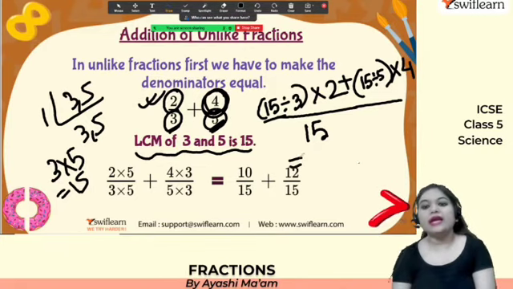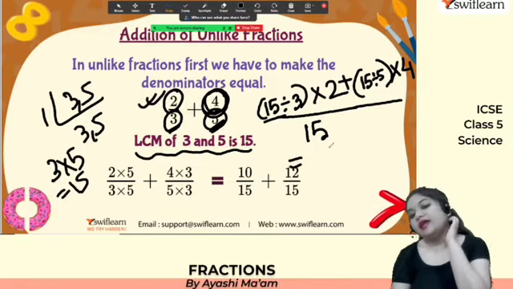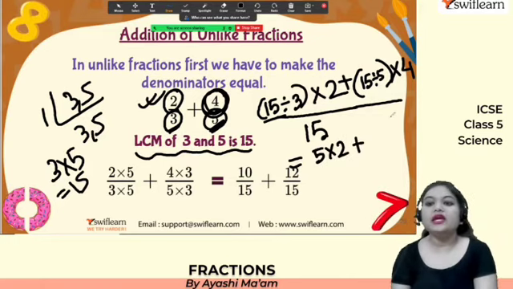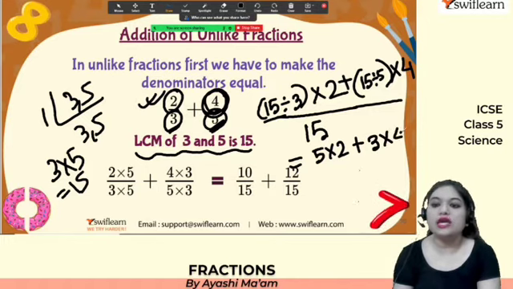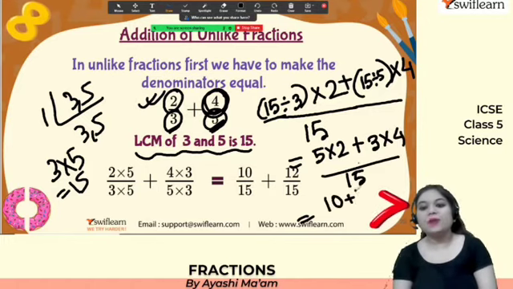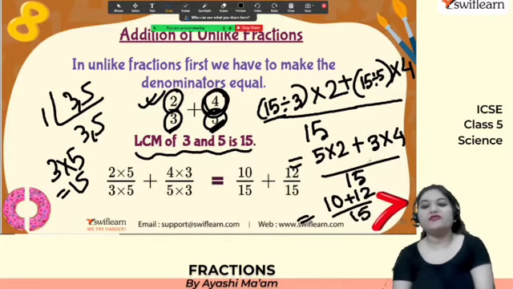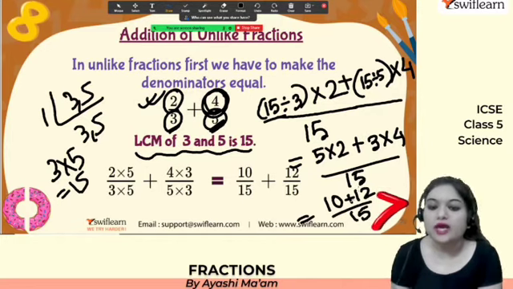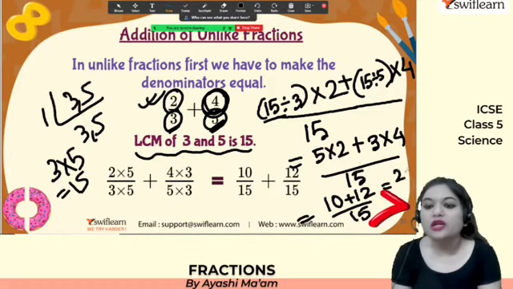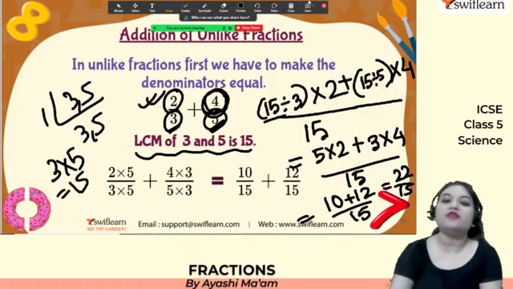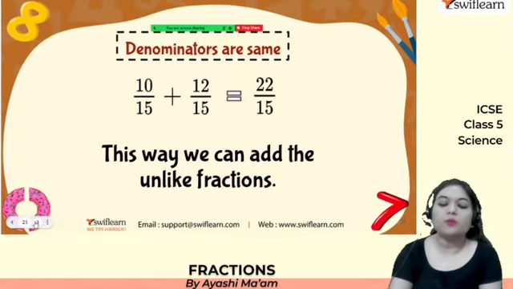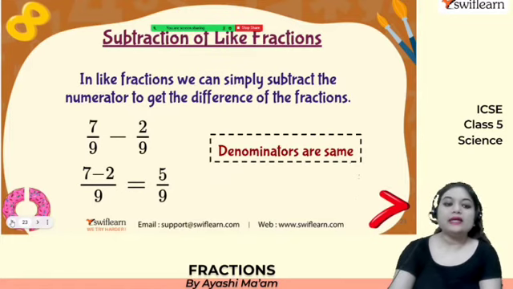So see, 15 divided by 3 is nothing but 5. 5 into 2 plus, and then 15 divided by 5 is 3. So 3 into 4 by 15. So you are getting the answer as 10 plus 12 by 15, right? 5 2s are 10, 3 4s are 12. Now you have 10 plus 12 by 15. That means 22 by 15, and that will be your answer. As we solve more and more problems, it will get clear to you.